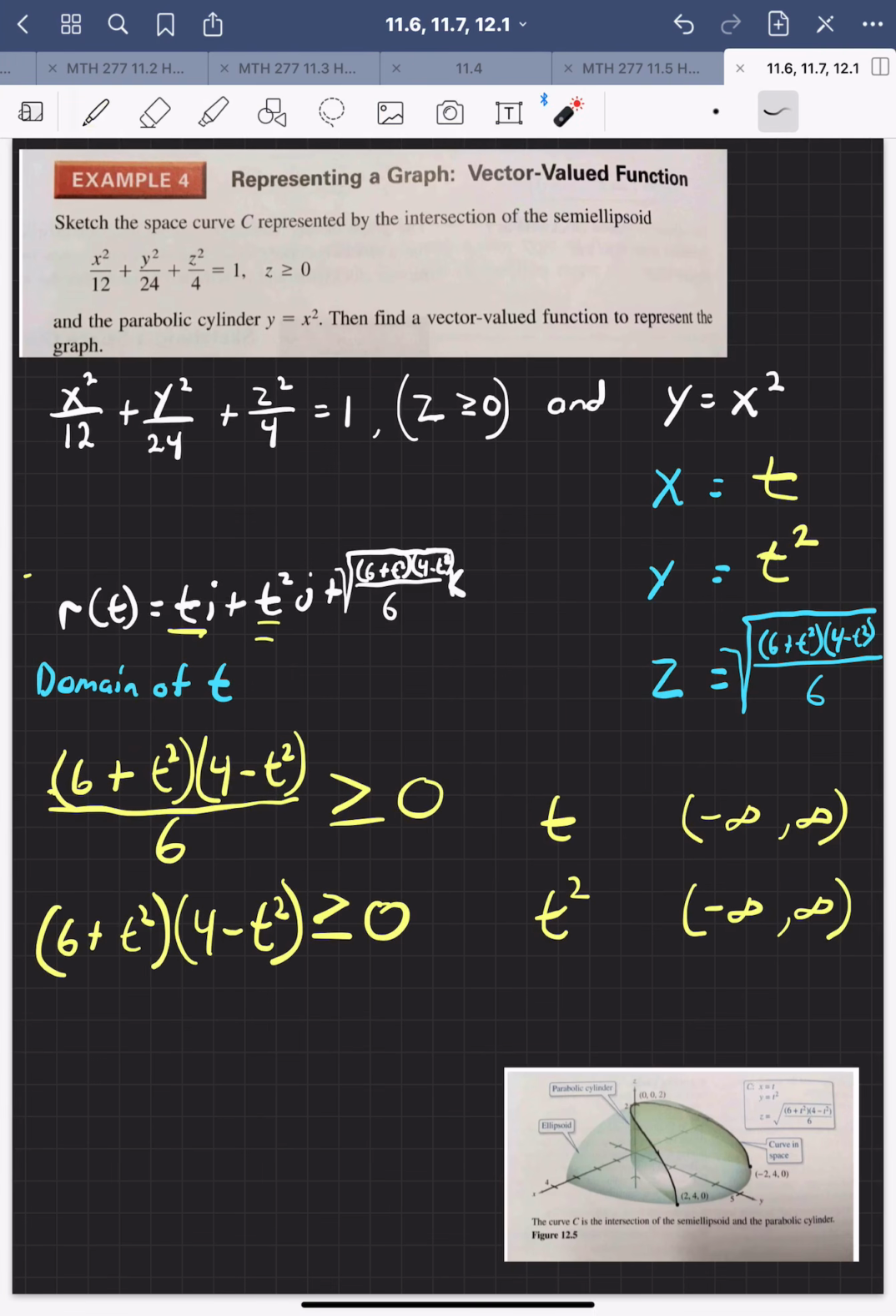And now let's slow down for a second. Let's make sure we understand. Greater than or equal to 0. So we're worried about negative numbers, right? Can you and I agree really quickly? Let's look at this 6 plus t squared. Is there any possible way that you can make 6 plus t squared a negative number?